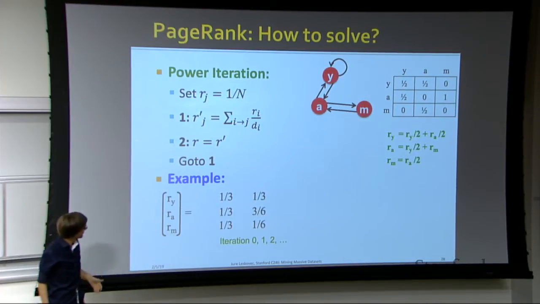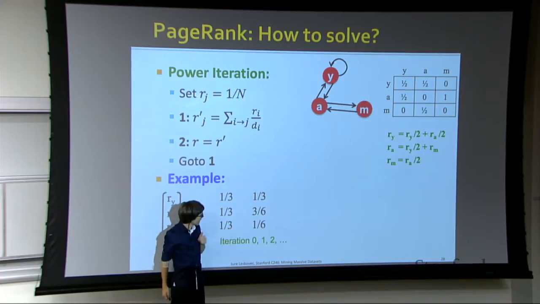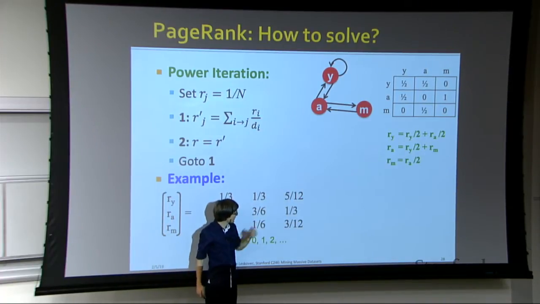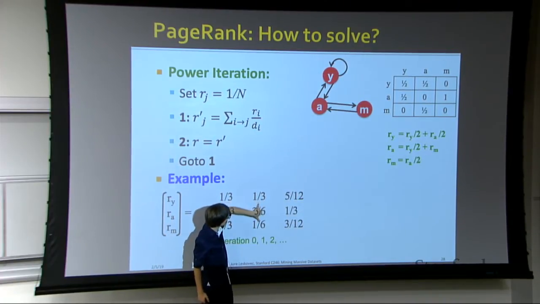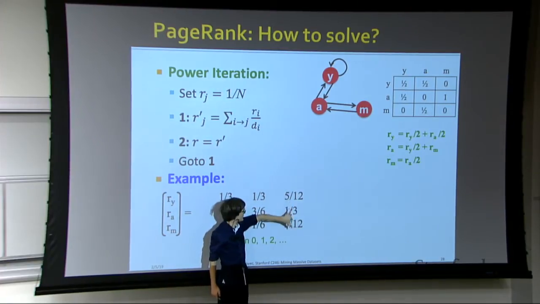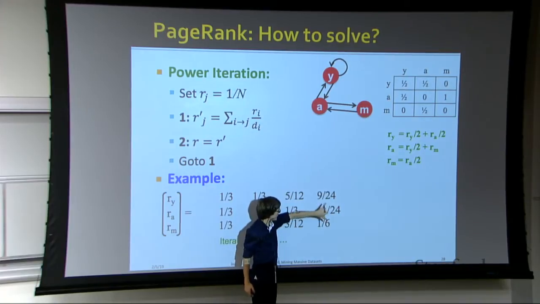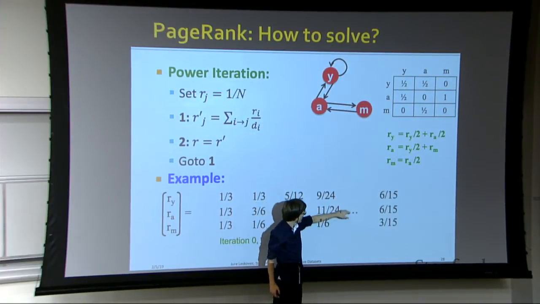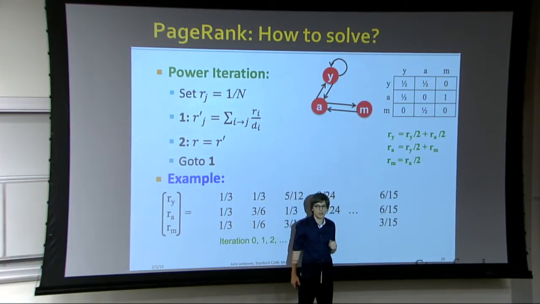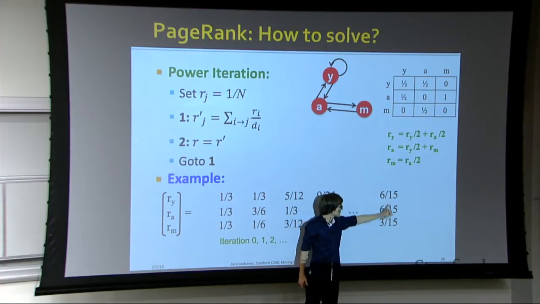After the first multiplication, this is what I get. After the second one, this is what I get, right? So I take this vector, multiply it with M, and I get this one. Now I take this one, multiply it again by M, and I get the next one. I take this one, multiply, and if I keep doing this, this is where it will converge, right? So it will be 6 over 15, 6 over 15, and 3 over 15.